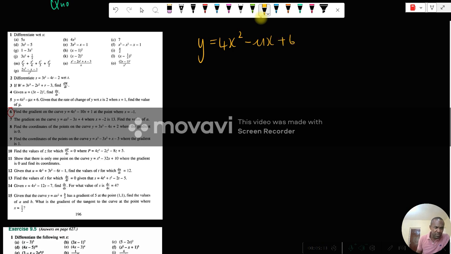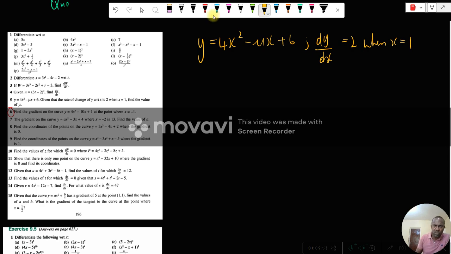And what we're told is that the rate of change of y with respect to x is 2 when x equals 1. What does this mean? It means that dy by dx is equal to 2 when x is equal to 1. And so we're told to find the value of mu.